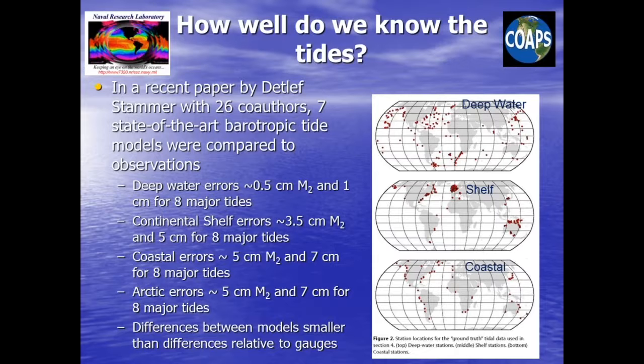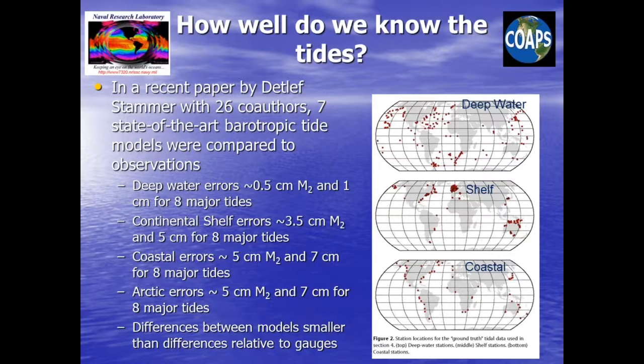So one question is, how well do I actually know the tides? This is a very busy slide, but just bear with me. There's a recent paper with a lot of people trying to compare the best tide models with 151 deep water gauges and then a whole series of continental shelf and coastal tide gauges. Actually, they looked in the Arctic and the Antarctic as well. And so there are seven models that were in this competition.